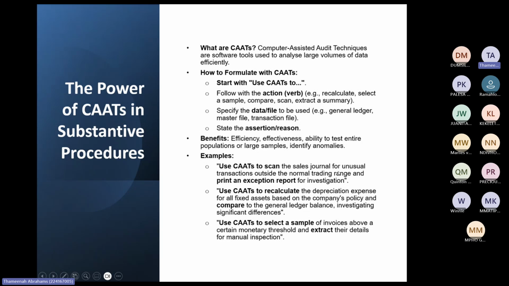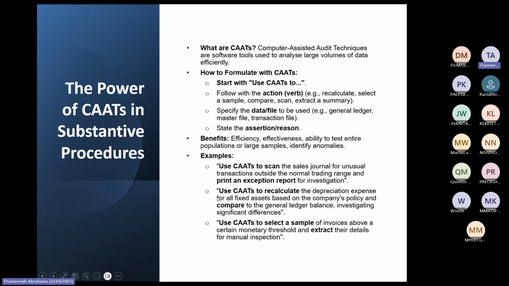Use CAATs to scan the sales journal for unusual transactions outside the normal trading range and print an exception report for investigation. Use CAATs to recalculate the depreciation expense for the fixed assets based on the company's policy and compare to the general ledger balance, investigating significant differences. Use CAATs to select a sample of invoices above a certain monetary threshold and extract their details. You see, so it's very specific. There's the how, what, and why still within using CAATs. It's just the computer is doing it for you instead of you.